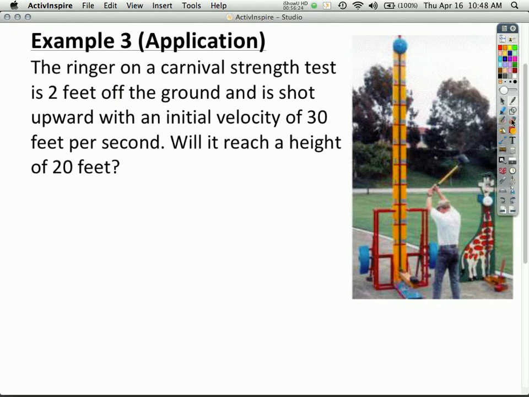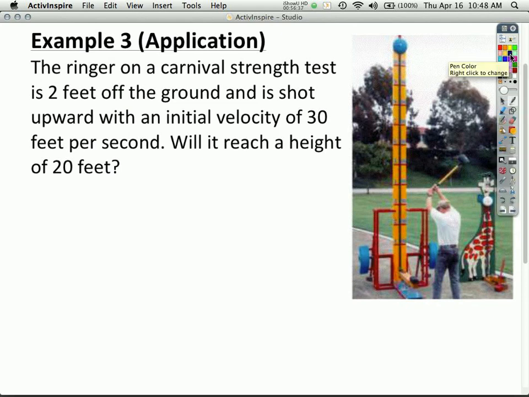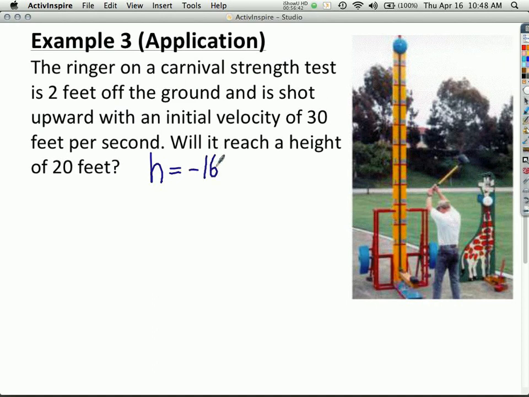So, you should instinctively already know that this is a vertical motion model, but I helped you out by putting my little poster over here. So the vertical motion model is h, the ending height, equals negative 16t squared plus vt plus s. v is the initial vertical velocity, s is the starting height. So let's take some info from the text and fill it in. Go ahead, you do it.